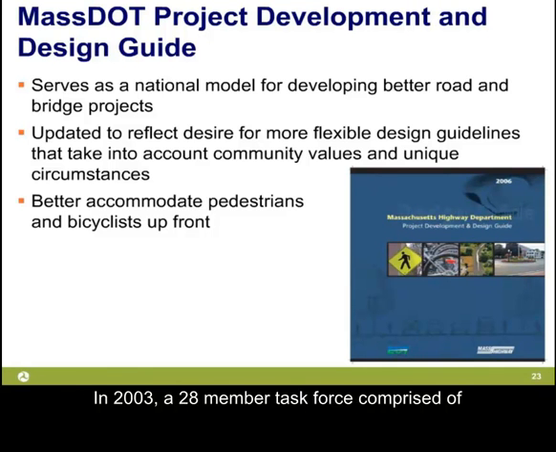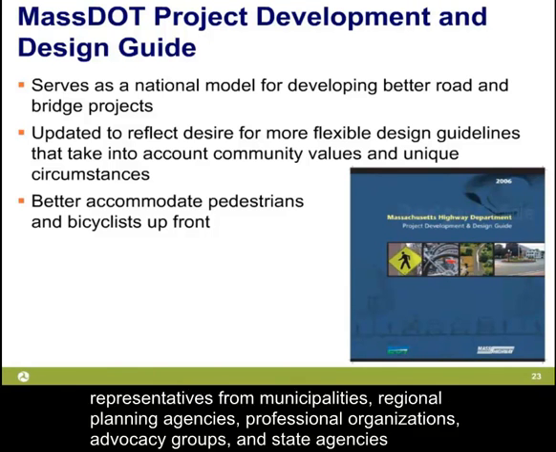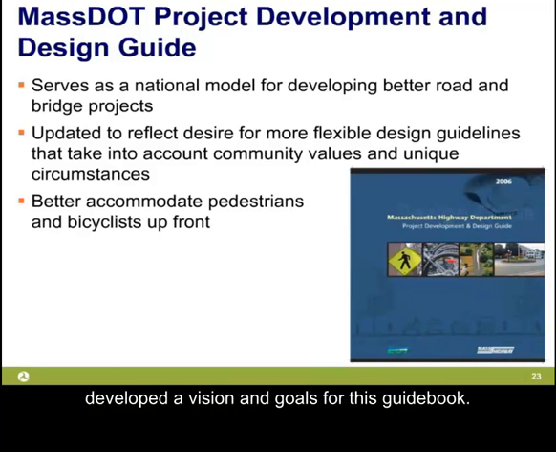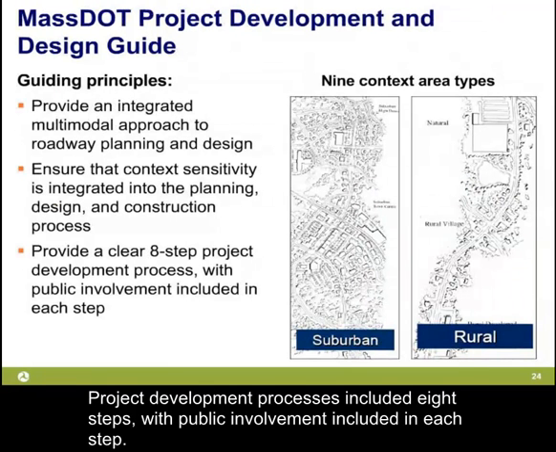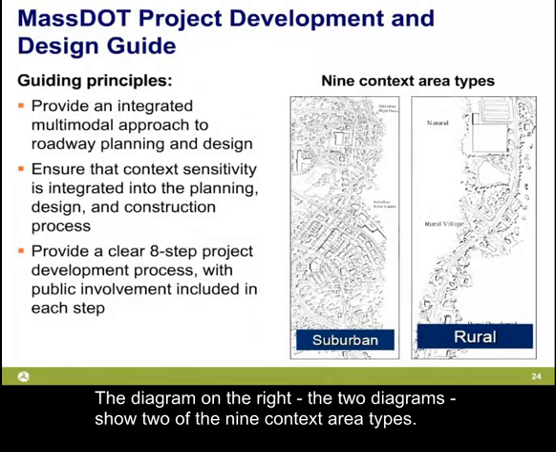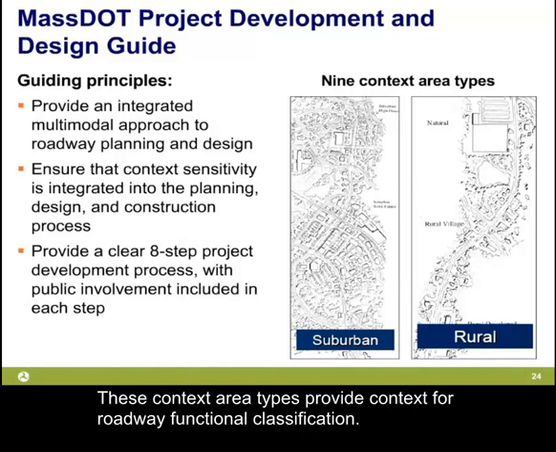In 2003, a 28-member task force comprised of representatives from municipalities, regional planning agencies, professional organizations, advocacy groups, and state agencies developed the vision and goals for this guidebook. Project development processes included 8 steps, with public involvement included in each step. The 2 diagrams on the right show 2 of the 9 context area types. These context area types provide context for roadway functional classification.